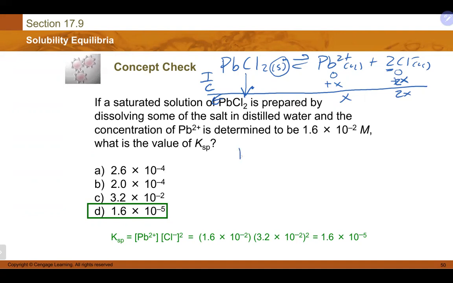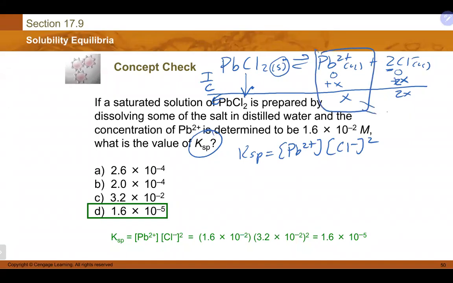If we put this into our KSP expression, it would be the concentration of lead-2 times the concentration of chloride squared. In this case, we actually don't have the KSP. If we did, we could solve for X. What X is, they told us that the lead-2 concentration is equal to 1.6 times 10 to the minus 2, and since lead at equilibrium equals X, we do have everything that we need.